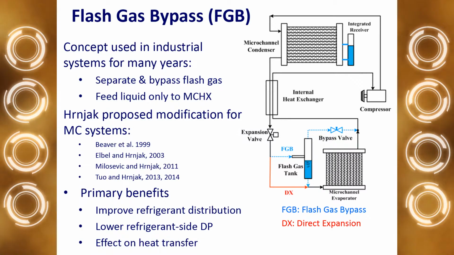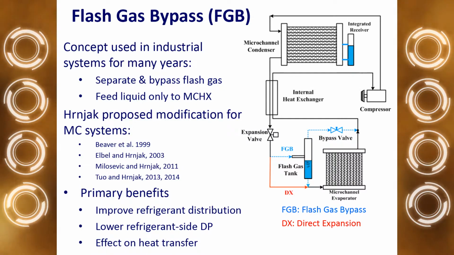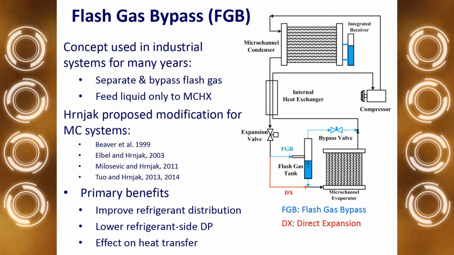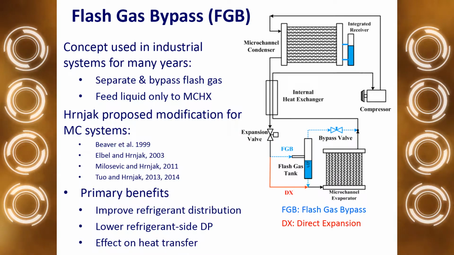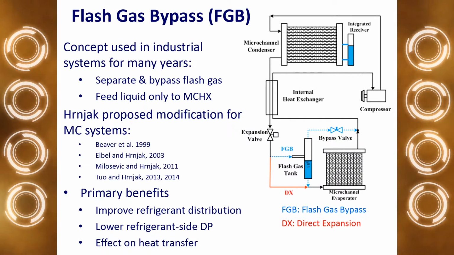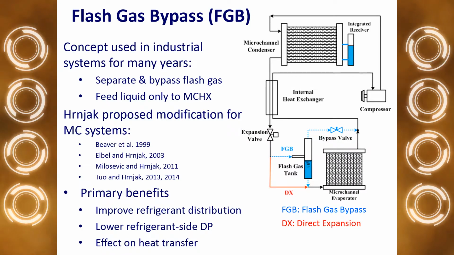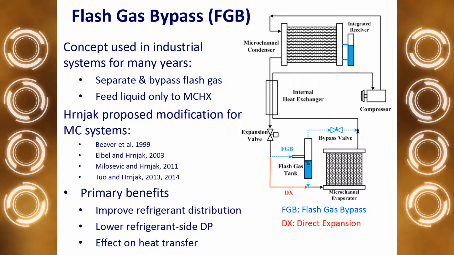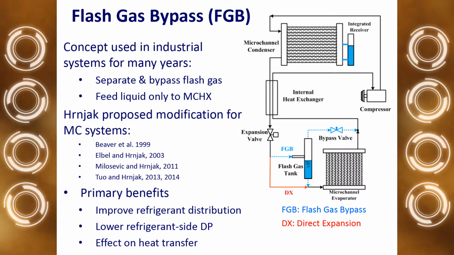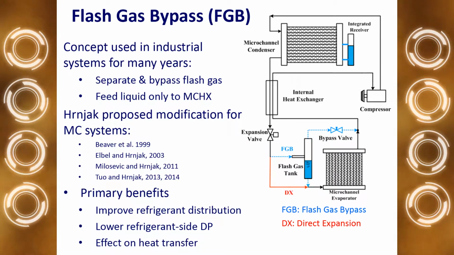Here you can see the typical drawing of how the system works in DX mode, and then how we improve it with FGB mode. We have here the compressor, then we go to the microchannel condenser, then through the internal heat exchanger, through the expansion valve, and in DX mode we go directly to the microchannel evaporator. But with the FGB, instead of going directly to the microchannel heat exchanger, we go to this flash gas tank where we have a separation between liquid and vapor, and then later we bypass that vapor through the internal heat exchanger to the compressor suction.